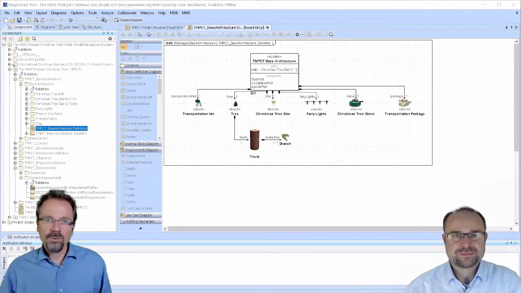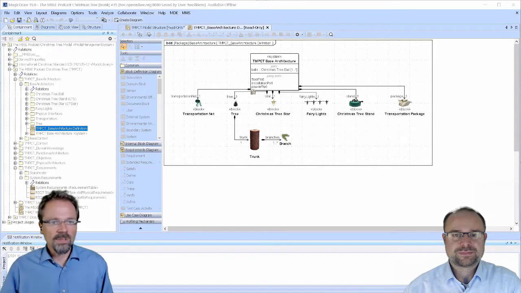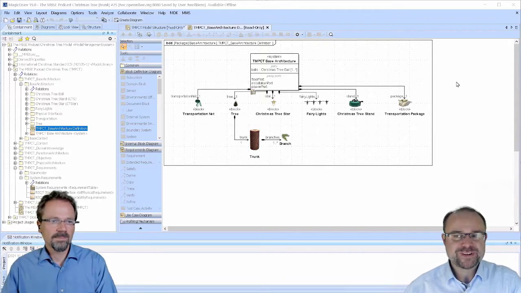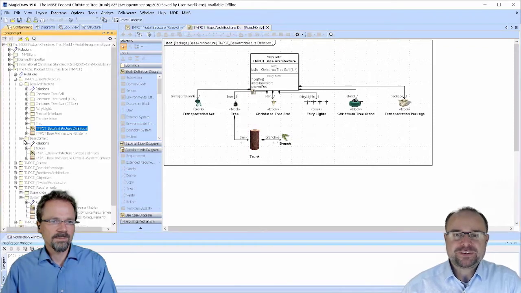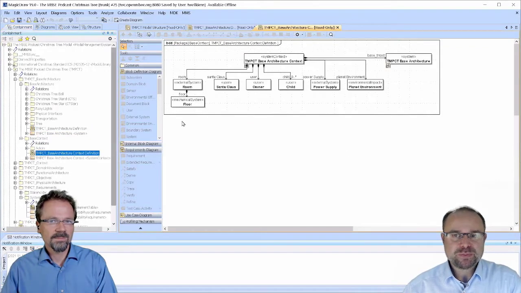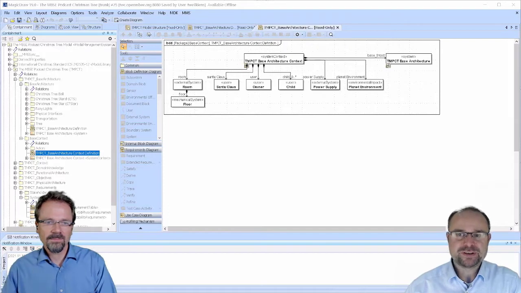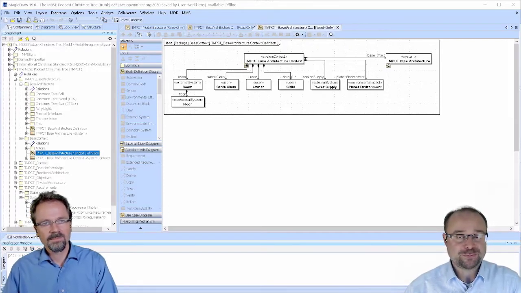SysML modeling tools allow us to use images instead of SysML shapes. This makes it more illustrative. The base architecture also leads to a base system context, which we define in the following block definition diagram. External actors are the floor in a room, of course Santa Claus, the owner of the tree, eventual children, a power supply, the planet environment for sustainability considerations, and the TMPCT base architecture itself.